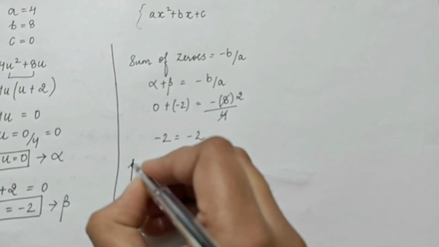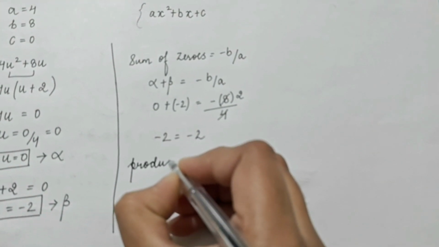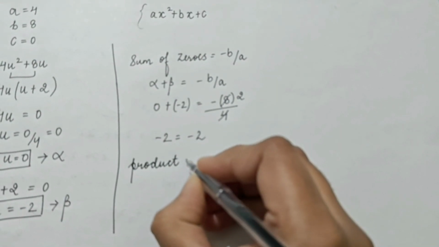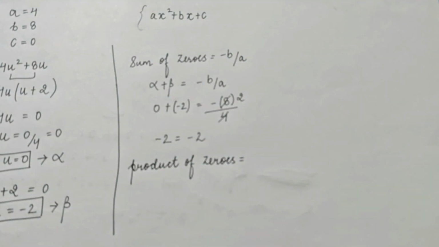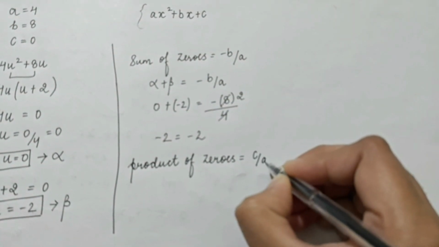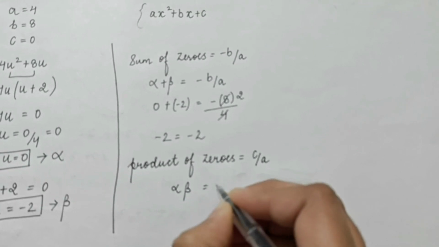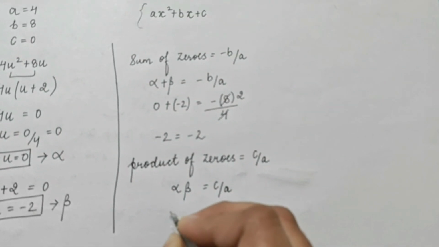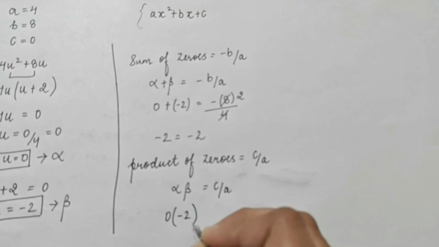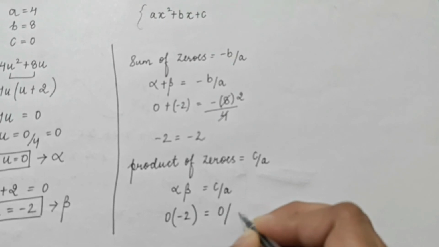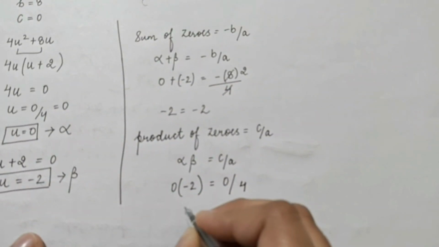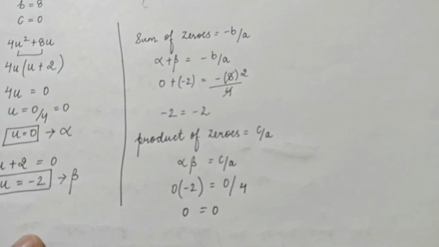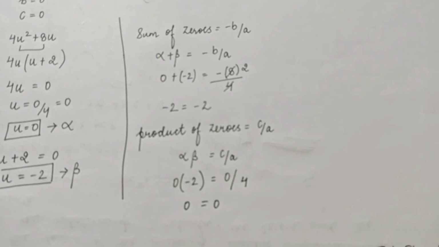Now we will find out the product of zeros. Okay? What is the product of zeros? C by A. Alpha beta is equal to C by A. What is alpha? 0. What is beta? Minus 2. And what is C? 0. What is A? 4. Okay, so we have here 0 is equal to 0. That is how we have verified the product of zeros. LHS is equal to RHS.